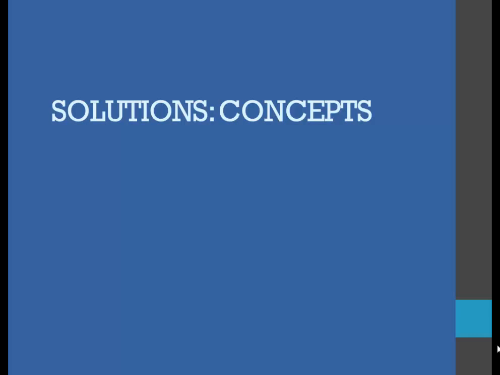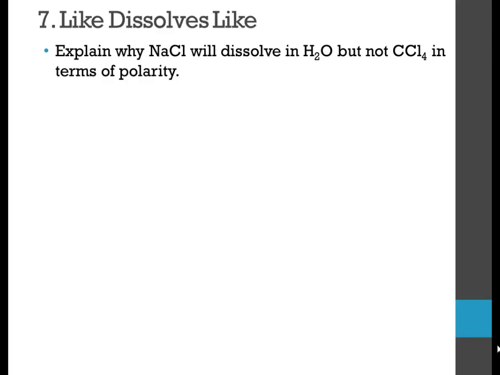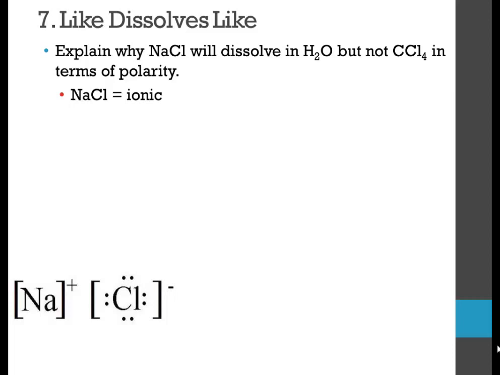The next section of questions is also about solutions, but this is focusing more on the concepts of solutions. So number 7, explain why sodium chloride will dissolve in water, but not in carbon tetrachloride in terms of polarity. So first, NaCl is an ionic compound. We've got sodium ion and chloride ion, a metal and a nonmetal, so we know that this is ionic. And there's our Lewis dot structure. So we get sodium with a positive charge and chloride with a negative charge.